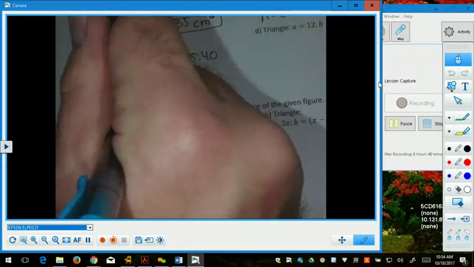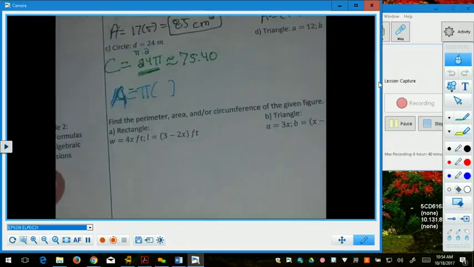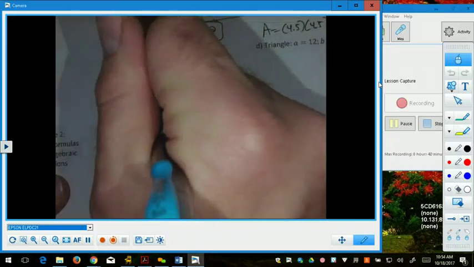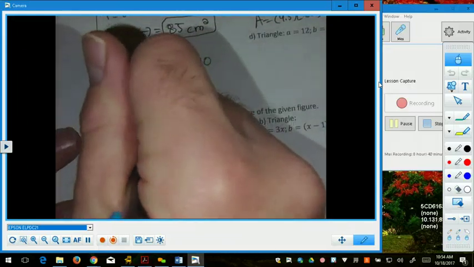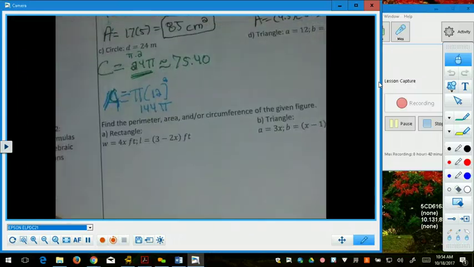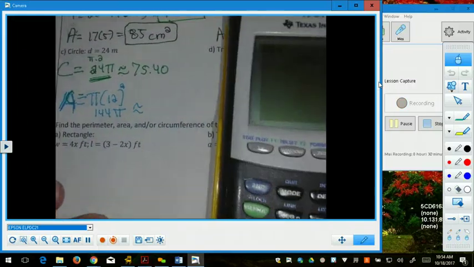Our area is pi times the radius squared. What is our radius for this thing? 12. It's half of the diameter. Diameter is always twice as big. So exact value would be 144 pi, since 12 squared is 144. But they didn't ask for that. They said give us an approximate answer, round your answer.